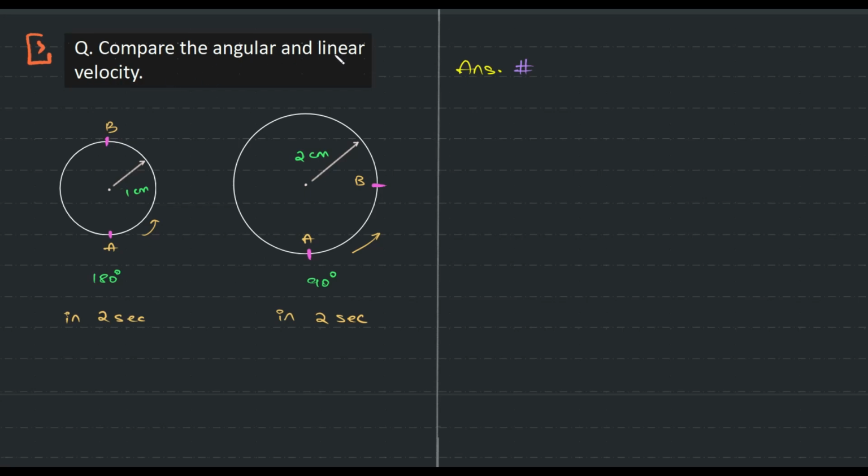We have to compare the angular and linear velocity in case A and case B. We have two different cases. In case A, what we are looking at is an object of 1 centimeter radius, a disk, basically, more than an object, a disk that rotates by an angle of 180 degrees in 2 seconds. In case B, a disk of 2 centimeter radius rotates by an angle of 90 degrees in 2 seconds.